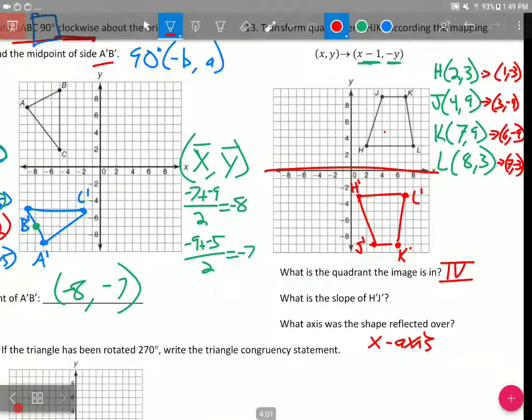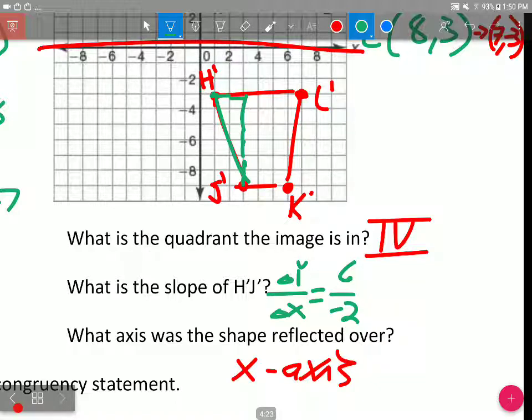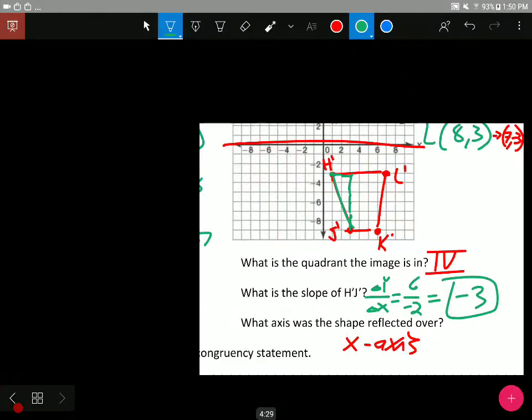And the slope of HJ, okay, that's your rise over your run, your change in y divided by your change in x. So count them out. That goes 1, 2, 3, 4, 5, 6 up. 1, 2 to the left. So that's a negative 2. And it's going up and to the left, so that's a negative direction, which 6 divided by negative 2 is negative 3. So it's a slope of negative 3. All right. Let's keep rolling.